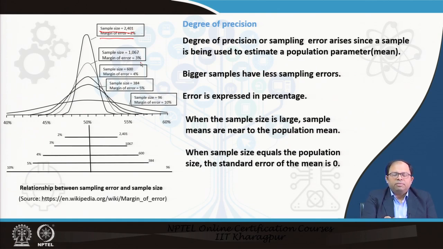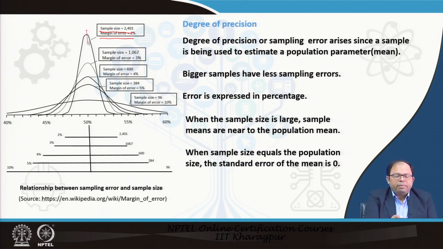So if the margin of error increases, that means it could be plus minus 3%, then the sample size also comes down drastically to only 1067 samples. And it goes on, and if I say the margin of error is 10%, the sample size required is only 96.